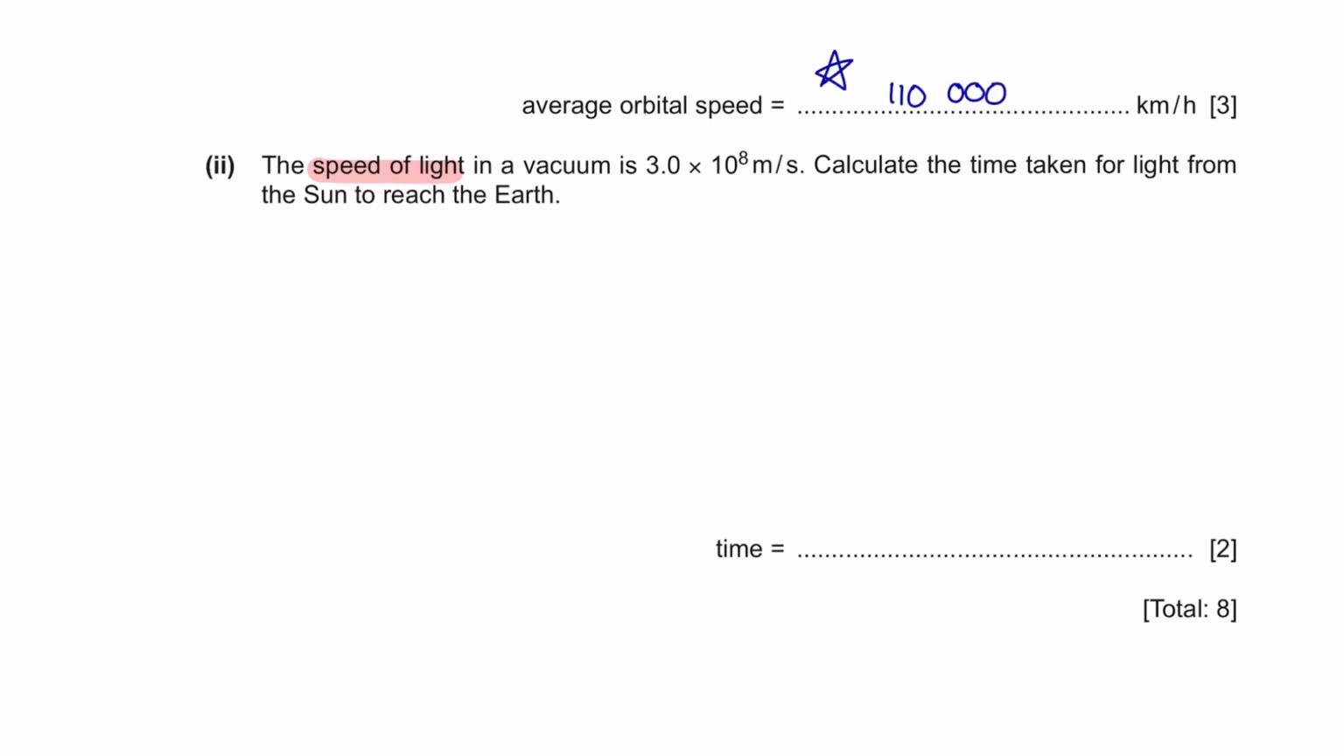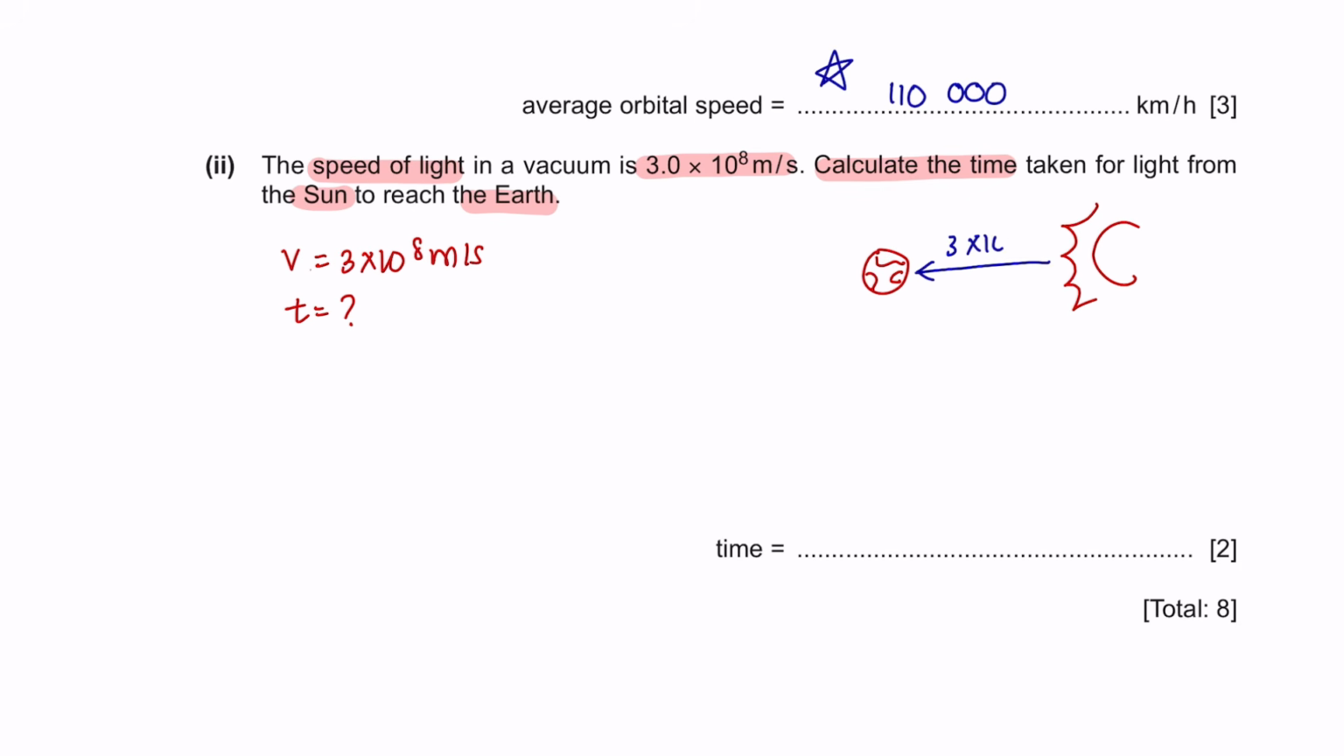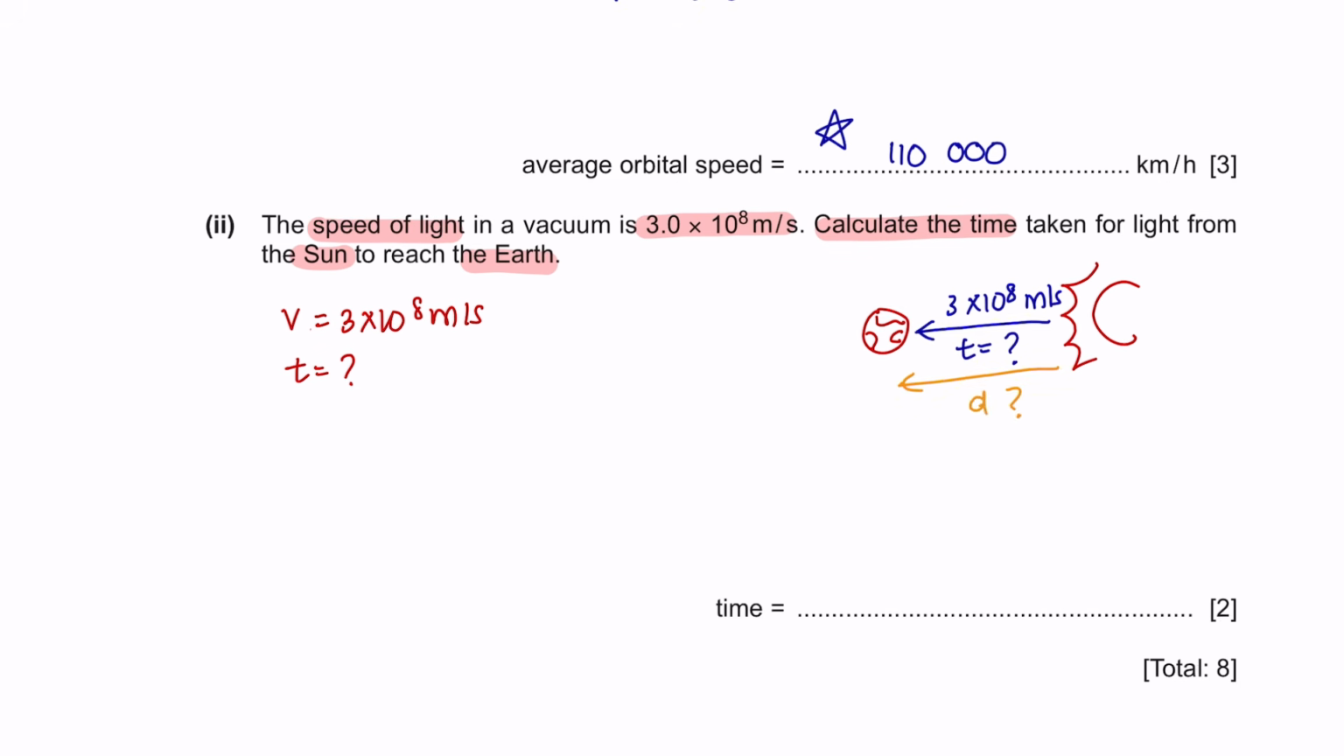Part 2. The speed of light in a vacuum is 3 times 10 to the power of 8 meters per second. Calculate the time taken for light from the sun to reach the Earth. So we are given the speed, and we're looking to find the time. So the speed of light from the sun to reach the Earth is 3 times 10 to the power of 8 meters per second, and we want to know how long this takes.